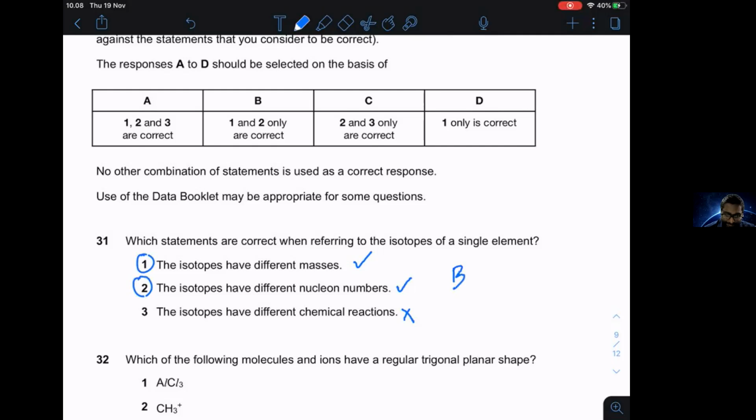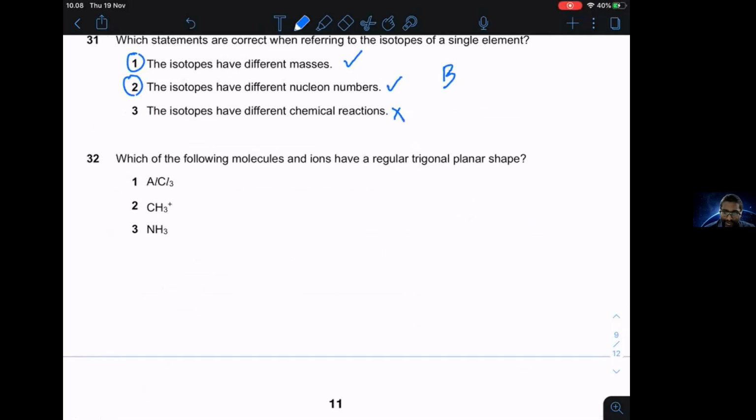Next, which of the following molecules and ions have a regular trigonal planar shape? If you have AlCl3, three bonding pairs, yes, trigonal planar. CH3 plus, carbon should have 4 valence electrons but it lost 1 electron, so with CH3 alone, 3 bonding pairs, trigonal planar. But ammonia, you should know, has 1 lone pair, so it's pyramidal. So the answer here is also 1 and 2, so it's also B.